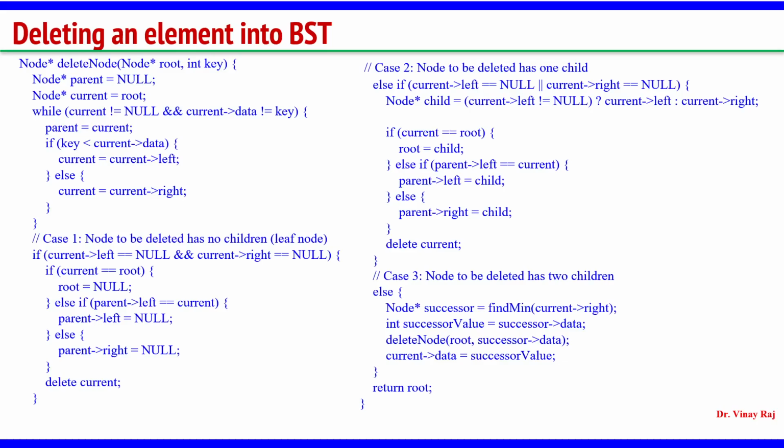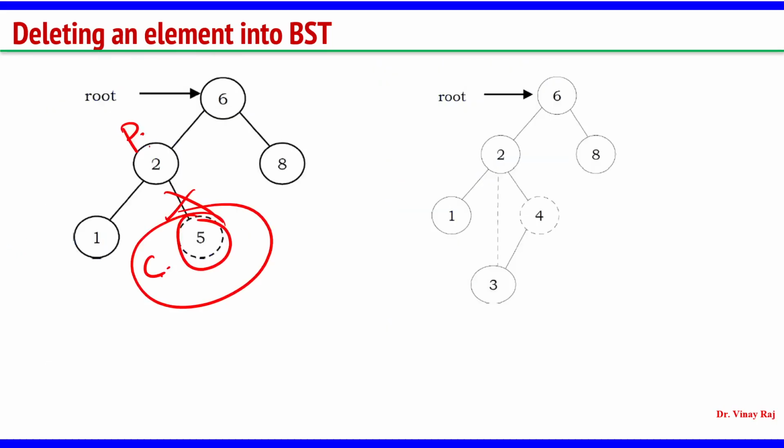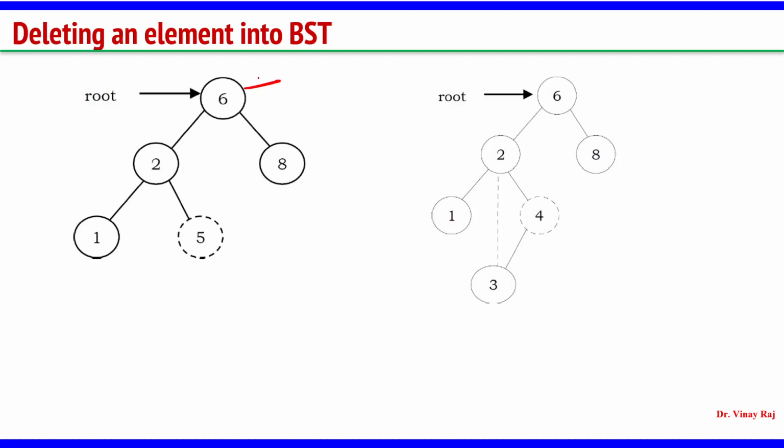Okay, so see the logic here. Case 1, node to be deleted has no children, right? So you will have your current here initially. Element what you want to delete is 5. Same logic of searching. Is 5 less than 6? Yes, make this as your current. Is 5 less than 2? No. Greater than 2? Yes, make this as your current. Okay, somehow you have reached here and your current became 5.